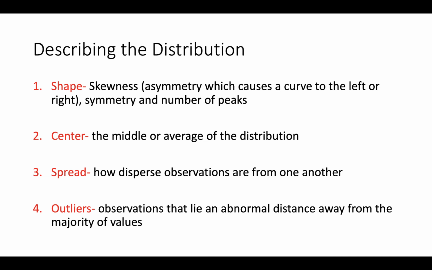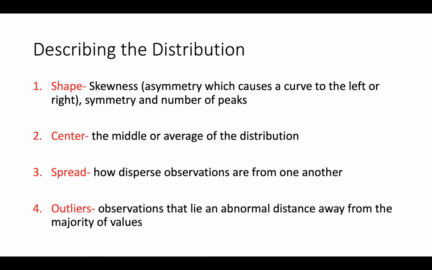Another characteristic of a quantitative distribution is the spread. How disperse are observations from one another? Are they all very far out from one another? Are they very close, clustered together? Are they equally far apart from one another? Depending on how spread out your data set is, also affects how you should analyze your data.